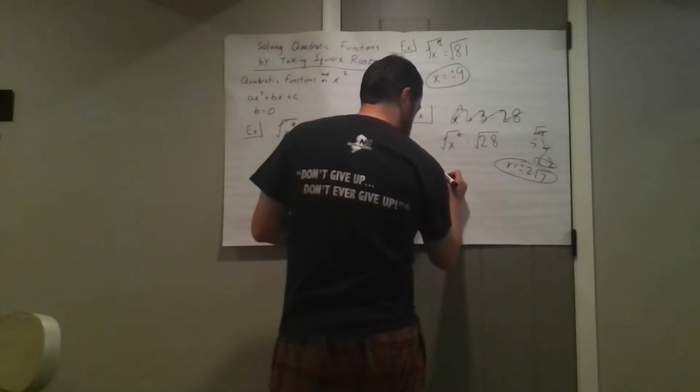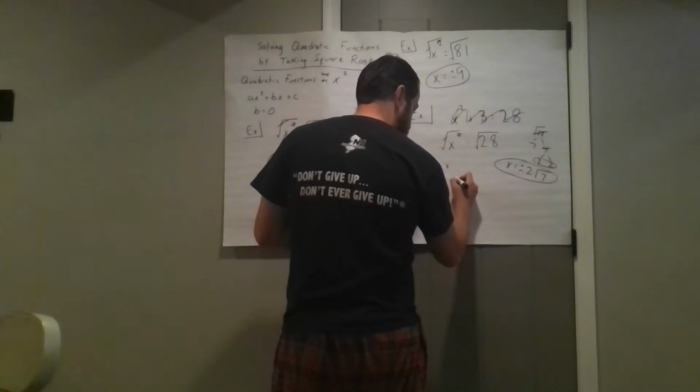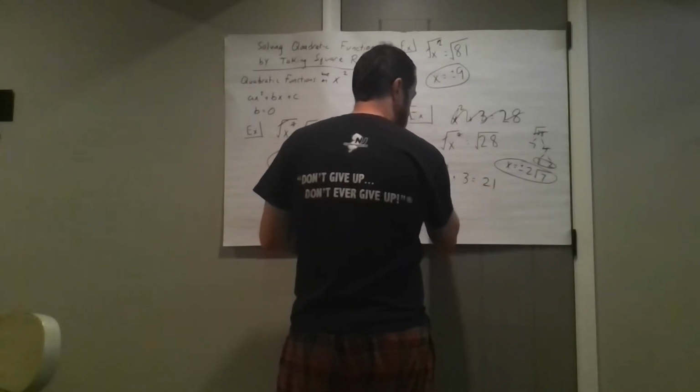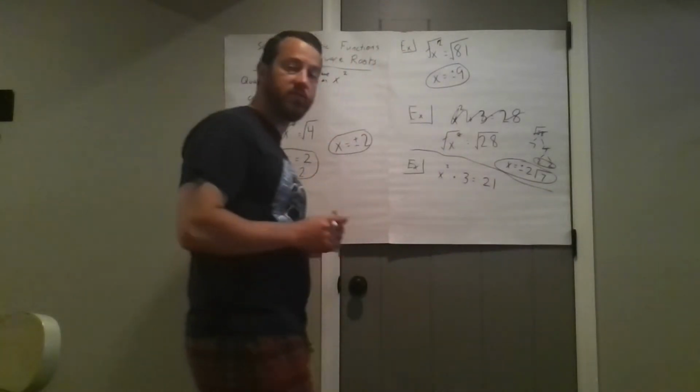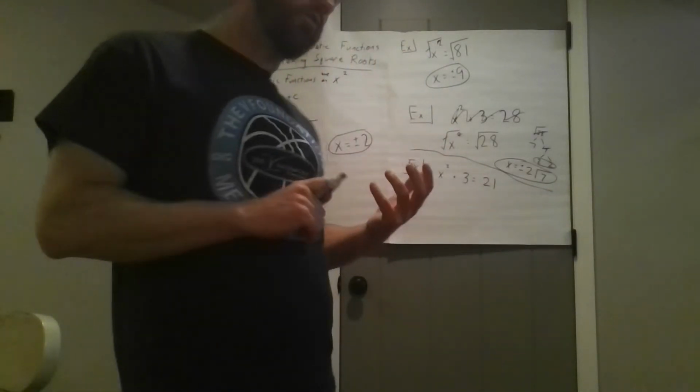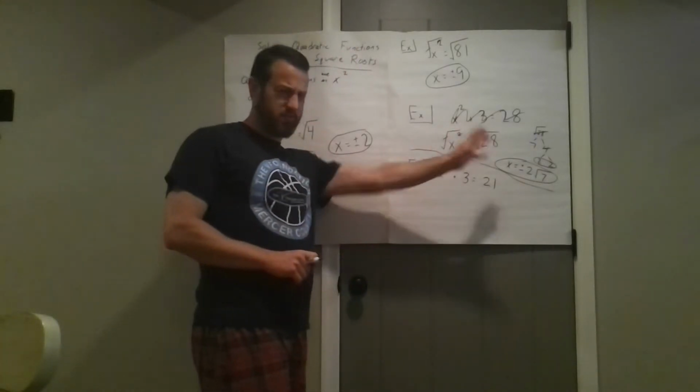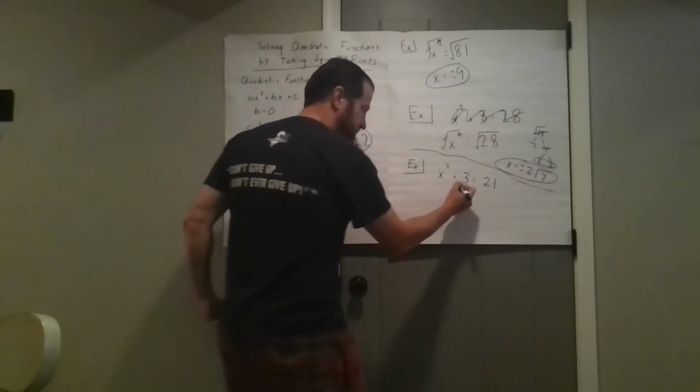Let's try one more like the one we just did. x squared plus 3 equals 21. All right, now this has an extra step. We're going to solve this just like we solve regular equations. You deal with the stuff that's farthest away from the x first.